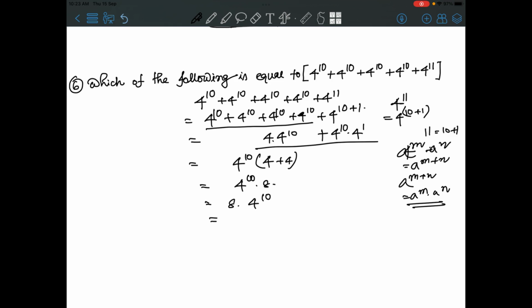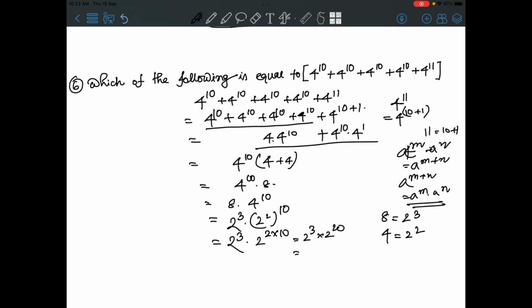How will we simplify this? 8 can be written as 2 cube and 4 can be written as 2 square. So 2 cube into (2 square) whole to the power 10. So 2 cube into 2 to the power 2 into 10. So 2 cube into 2 to the power 20. Now 3 plus 20, 2 to the power 23. This is the final answer.